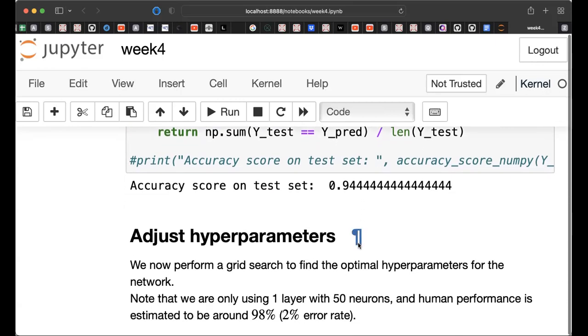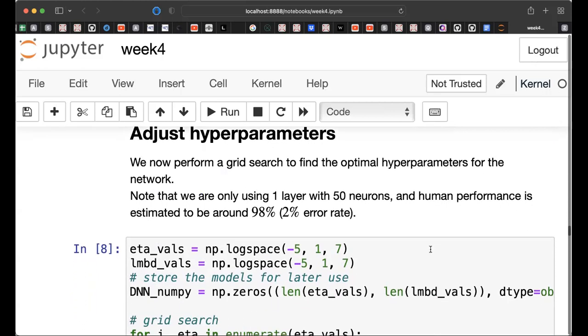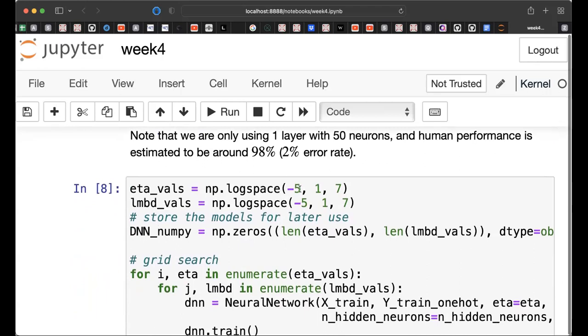What we normally do then is to perform a grid search in order to find the optimal hyperparameters for the network. And in this specific case, we're just using one layer with 50 neurons. And keep in mind that the human performance on these numbers, which you see, is roughly 98%. The numbers are pretty blurred. I'm setting up an array of learning rate values. So this is a parameter which goes from 10 to the minus 5 to 10 to the first. And I do the same with the lambda values.